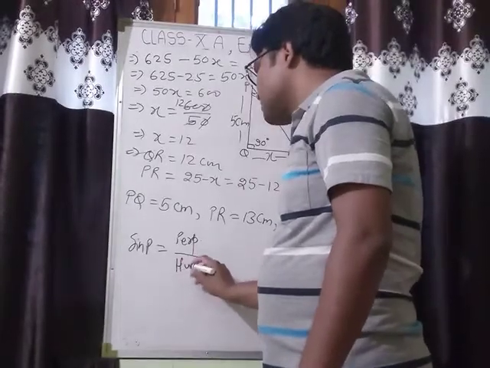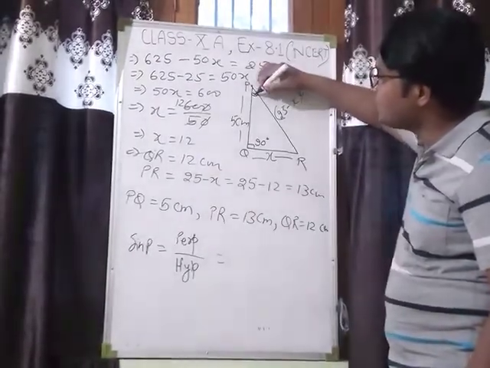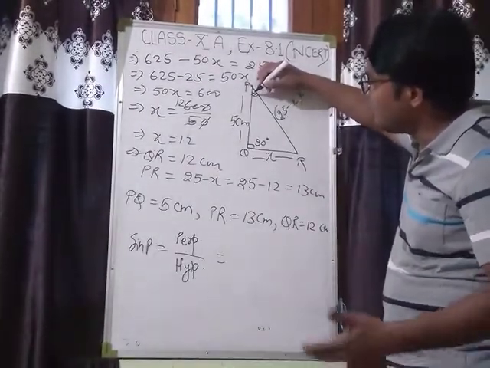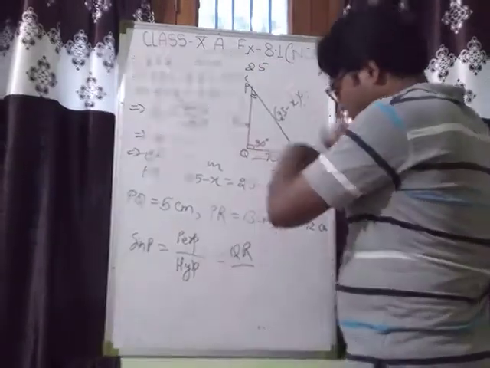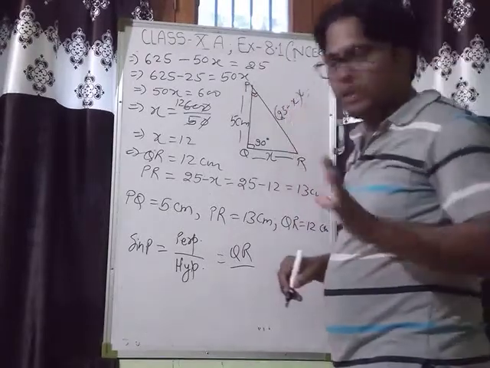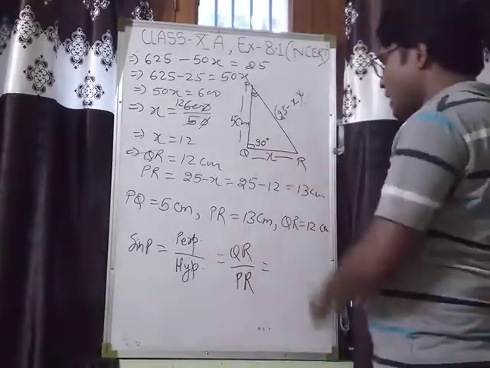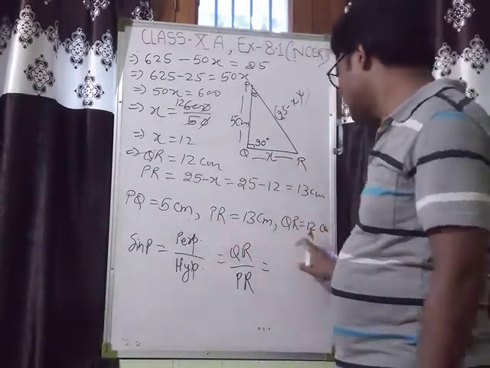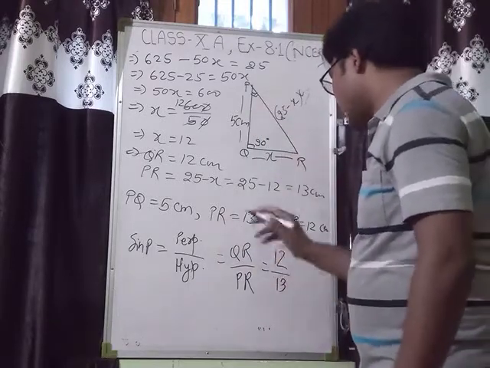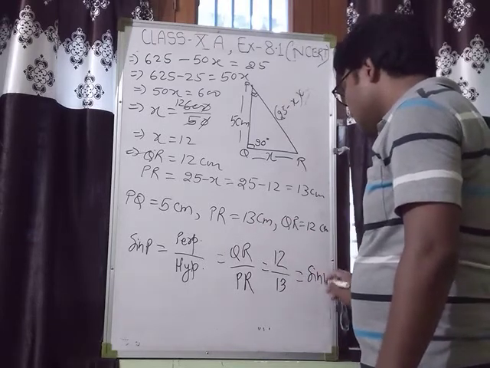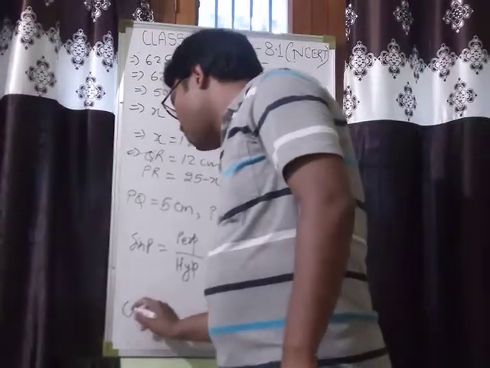Perpendicular upon hypotenuse. So in this case we are talking about angle P. Perpendicular is the side opposite to angle P, that is QR, upon hypotenuse, the longest side, that is PR. Clearly QR is 12 and PR is 13. So sin P is 12 upon 13. Now I am going to find out cos P.